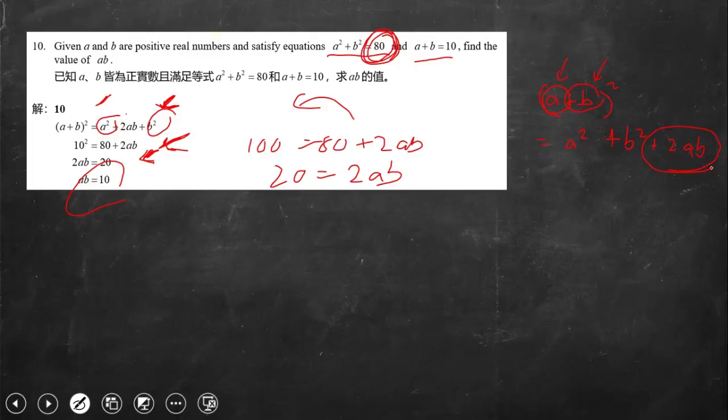Yeah, okay. In other words, another solution, it's like this. A squared plus AB plus AB. And B squared. So A squared plus 2AB plus B squared. That's why we have 2AB. Okay? Any more questions?